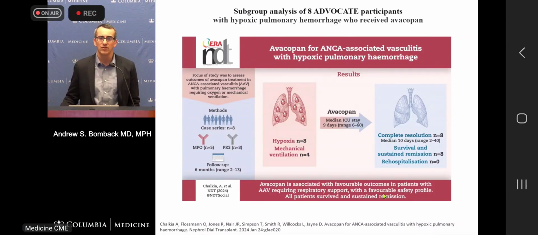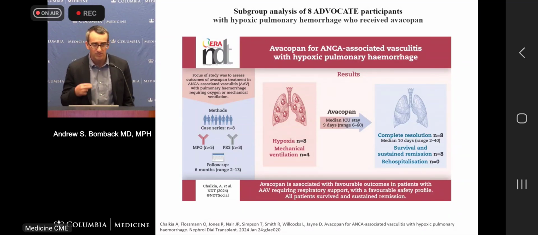What about the group with alveolar hemorrhage? An even smaller subgroup in ADVOCATE. But again, they are publishing all these subgroups now. 8 patients in ADVOCATE had alveolar hemorrhage and were treated with avacopan. There's no comparison group here. They're just showing the 8 patients who were treated with avacopan, all of whom did very well from a pulmonary standpoint. And so they're saying here that the presence of alveolar hemorrhage should not necessarily preclude you from considering avacopan in the treatment course.